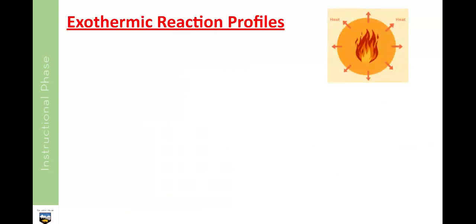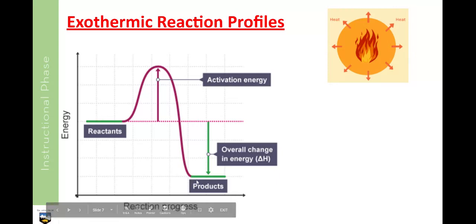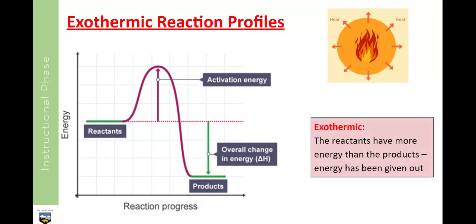So if a reaction is exothermic, the reactants are higher on the energy graph than the products. And that's how I know, looking at that reaction profile, that is an exothermic reaction because energy has been given out. I know it's been given out because the products end up with less energy. Therefore, energy is being released to the surroundings. So if you're looking at a reaction profile, if the reactants are higher on the graph than the products, it is an exothermic reaction.